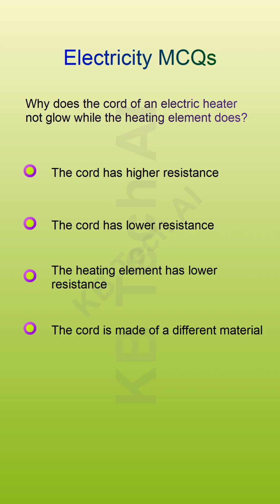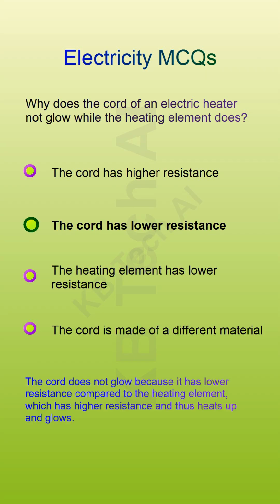Why does the cord of an electric heater not glow while the heating element does? Option 1, the cord has higher resistance. Option 2, the cord has lower resistance. Option 3, the heating element has lower resistance. Option 4, the cord is made of a different material. The answer is, option 2, the cord has lower resistance.